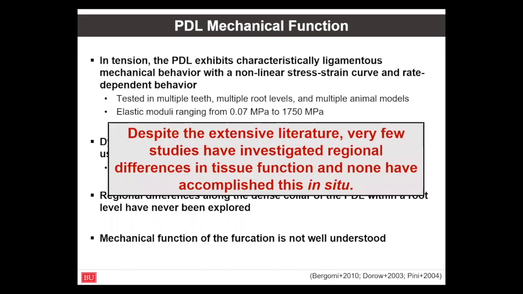So despite this extensive literature on PDL mechanics, there were really very few studies that have investigated the regional differences in tissue function, and none of them were able to do this in situ. And so that was the primary goal for our work, to figure out a way to test regional properties without disrupting the native structure of the PDL.